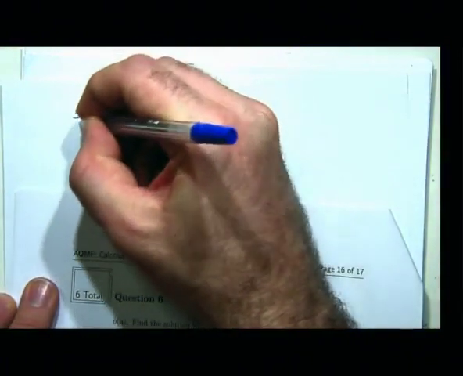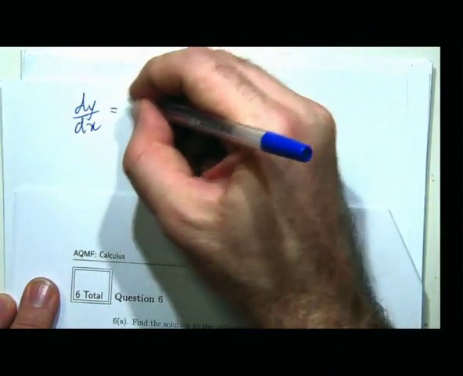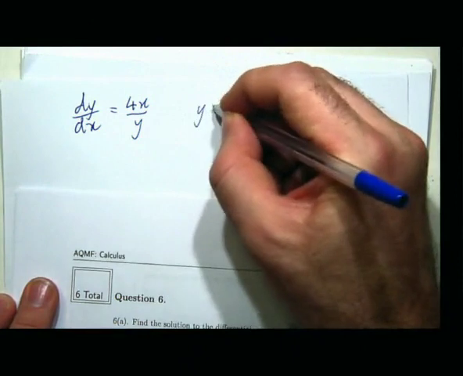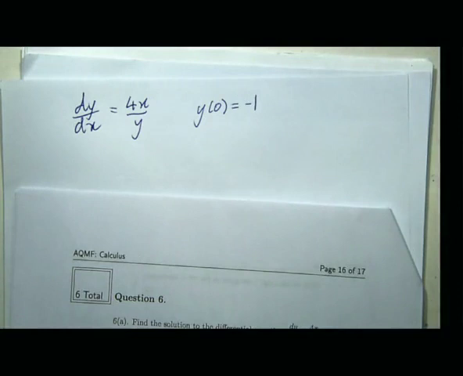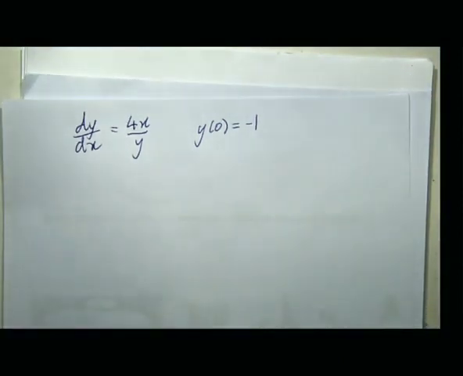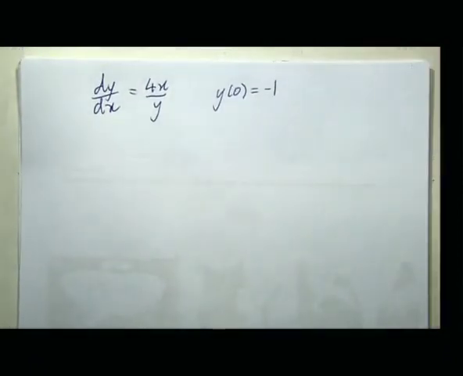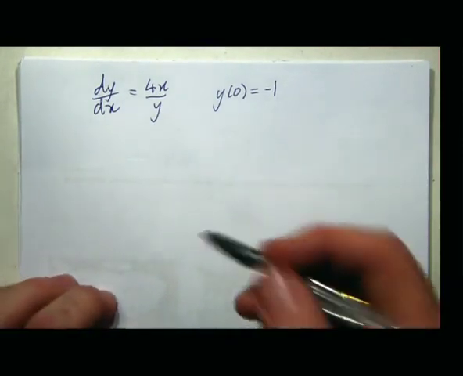So our differential equation is going to be dy on dx is equal to 4x divided by y. And our initial condition, y of 0 is equal to minus 1. So we call it an initial condition because we're talking about when x is equal to 0. All right? That's the bit that makes it an initial condition. So we're hoping this is separable so we can do the separation. And that's the first thing we're going to do.